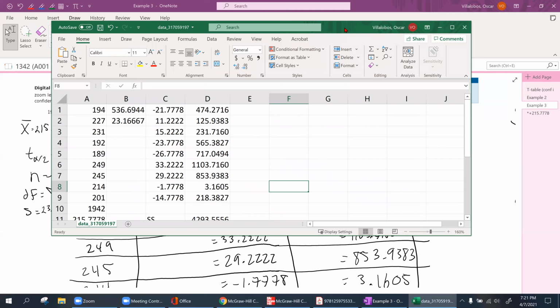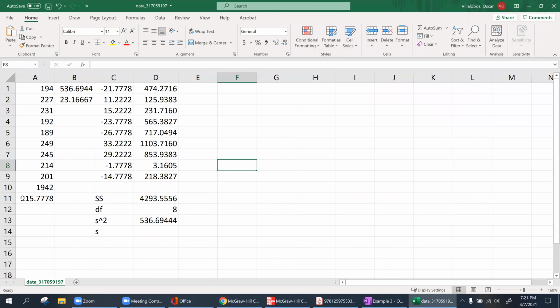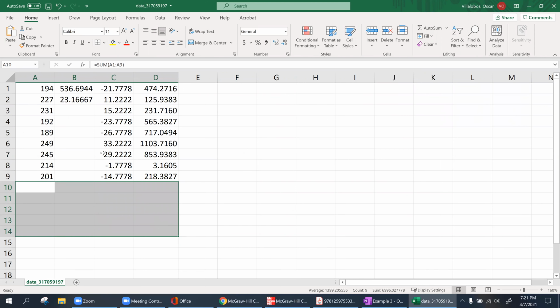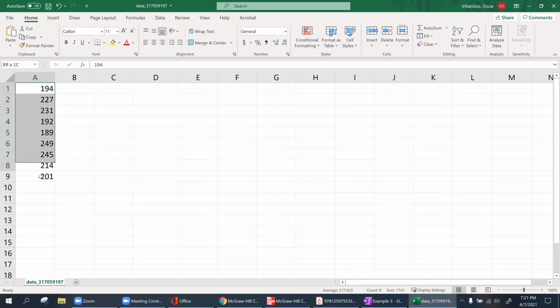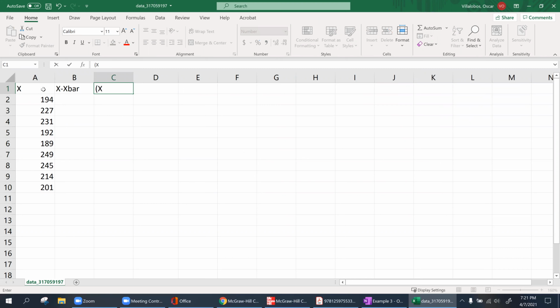If you're wondering, how can I use the table that you made in Excel? Very good question. So I'll say that this is X. I'll call this X minus X bar. And I'll call this X minus X bar squared.